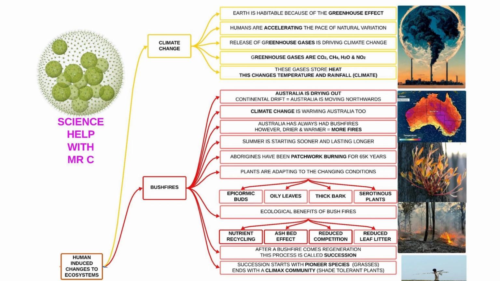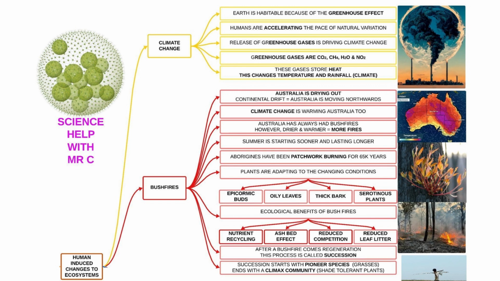We call these plants serotinous plants, and some of their adaptations are epicormic buds that are used to create lateral growth, oily leaves for a rapid, fast fire that doesn't cause too much damage, and thick bark that is used as an insulator to the fire.